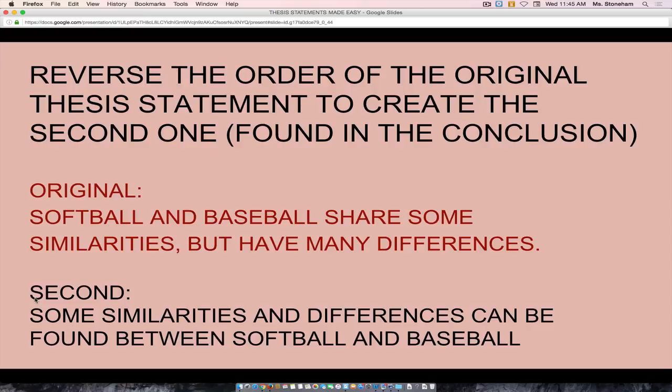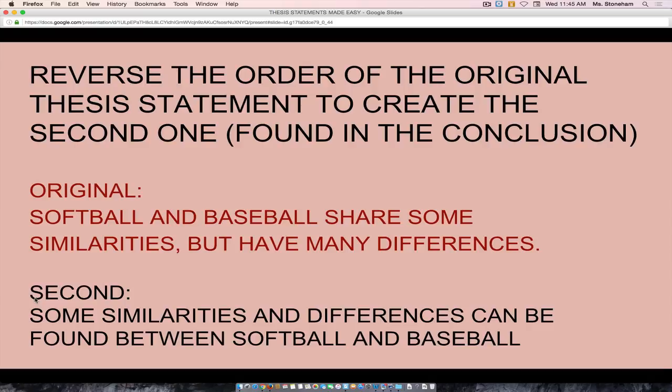Notice the original was softball and baseball share some similarities but have many differences. We did this one before, right? So to create the second one, all I have to do is take what's at the end and put it at the beginning, and take what was at the beginning and put it at the end. Some similarities and differences can be found between softball and baseball.